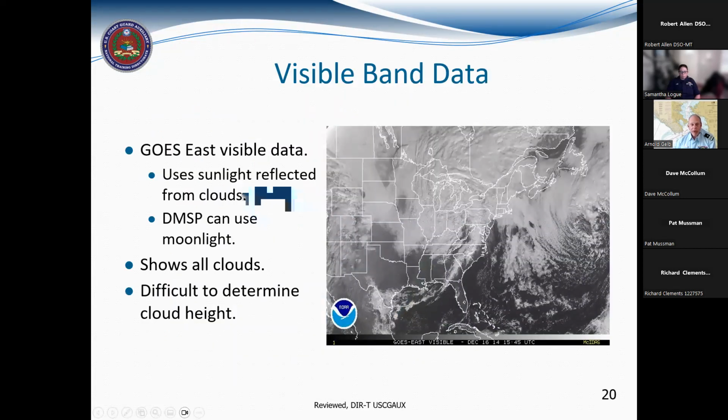Then there are several different bands of data. One is visible band data. So GOES East is visible data. It uses sunlight that's reflected from clouds, and DMSP can use moonlight, so the military has that advantage. It shows all clouds, though it's difficult to determine the cloud height.